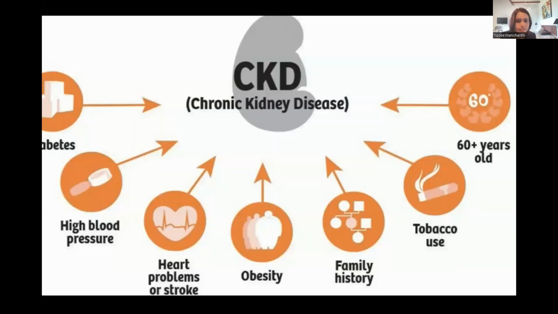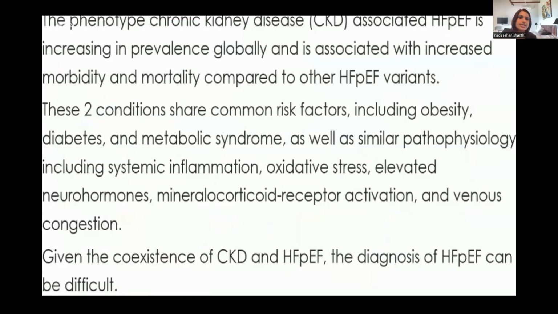Okay, so in chronic kidney disease, as I mentioned earlier, the risk factors are similar to cardiovascular disease as well. So what is the pathophysiology? They share common risk factors including diabetes, metabolic syndrome, systemic inflammation, oxidative stress, elevated neurohormones, mineralocorticoid receptor activation, and venous congestion. So it's very difficult when they coexist. More than 50% of CKD patients have heart failure with preserved ejection fraction. When we did the 2D echo, their ejection fraction was normal, but they were having heart failure symptoms.